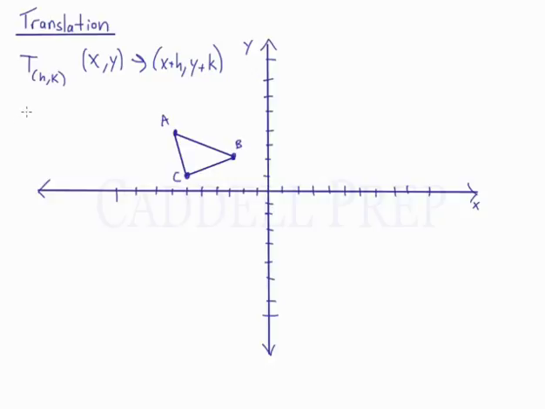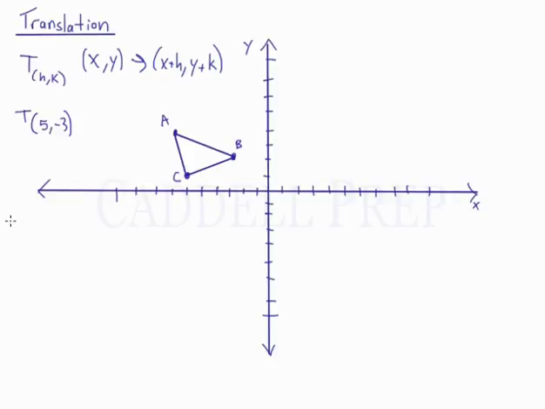So for example, if we had T 5, negative 3, that means we're going to move to the right 5 because we're going to add 5 to the X values, and then we're going to move down 3 because we're going to add negative 3 to the Y values. So let's do this two ways, one with coordinates and then one using the actual graph.